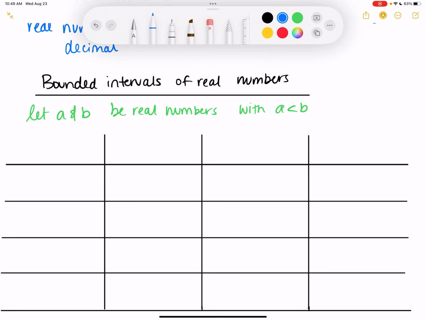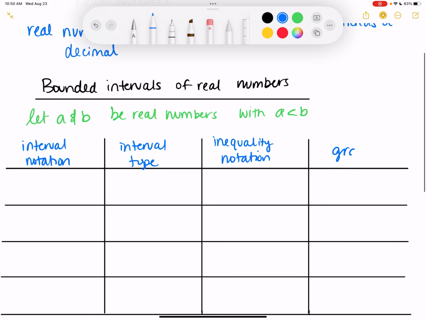So the first column is going to be interval notation. Next one is going to be interval type. Next one is going to be inequality notation. And the last one is going to be a graph of it, like a number line graph.